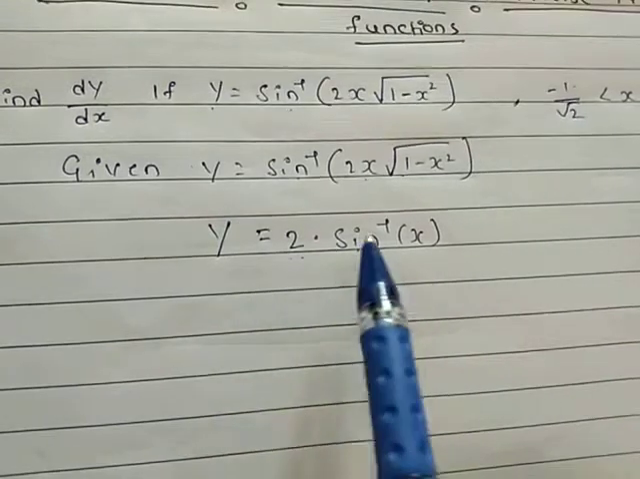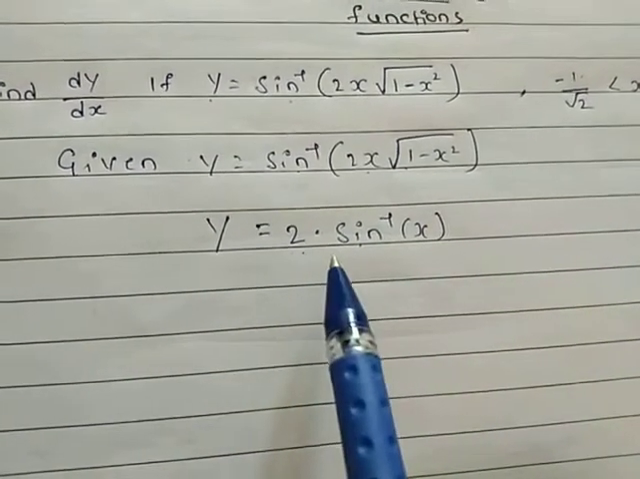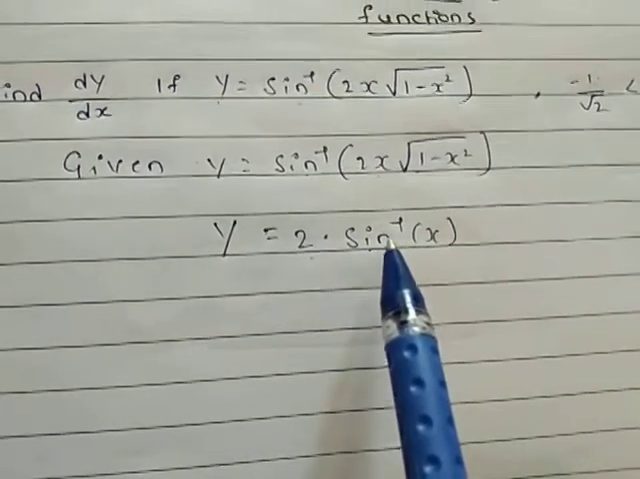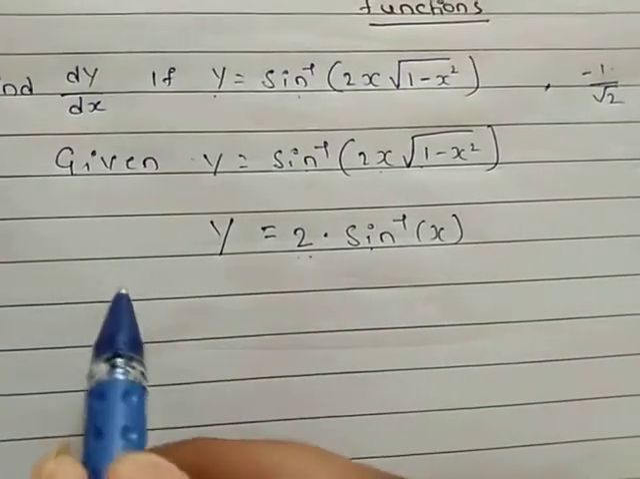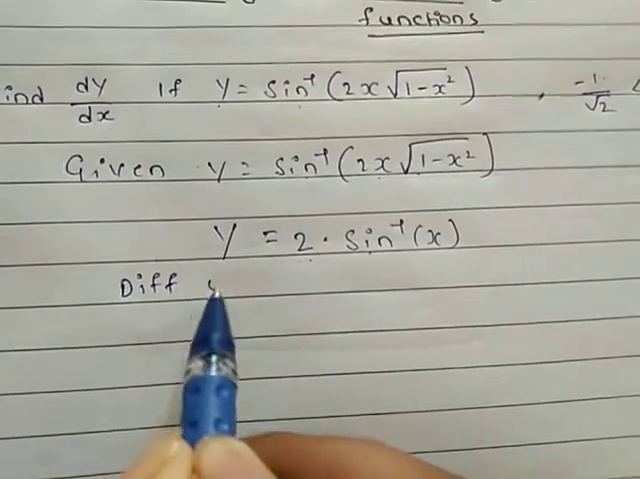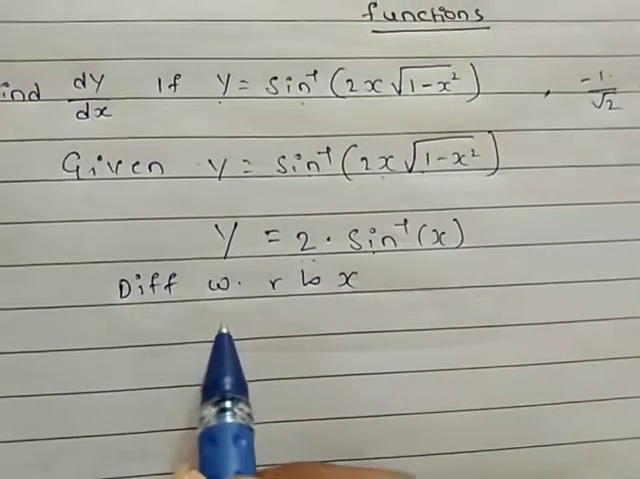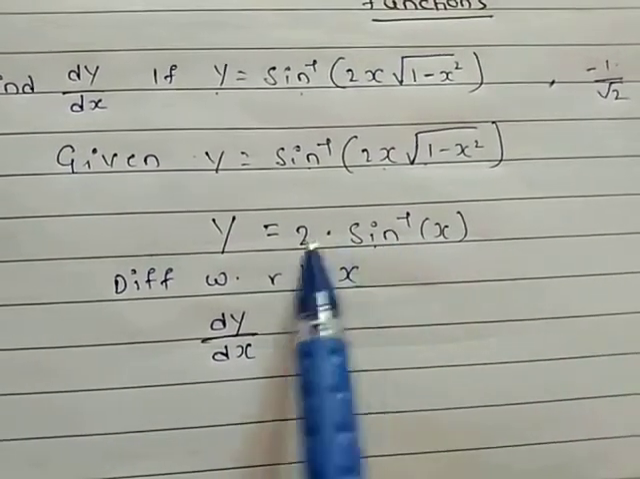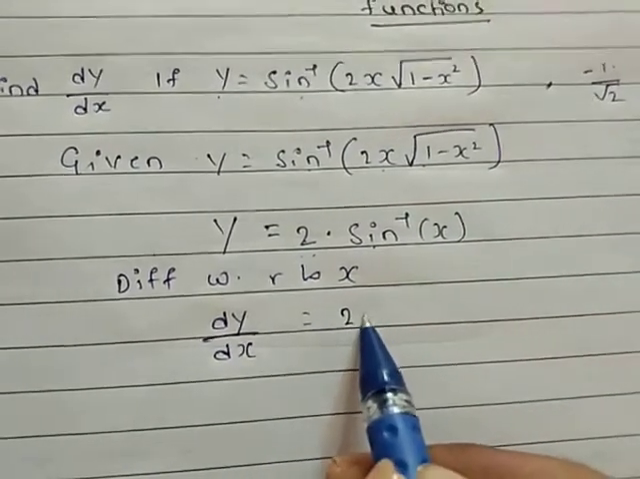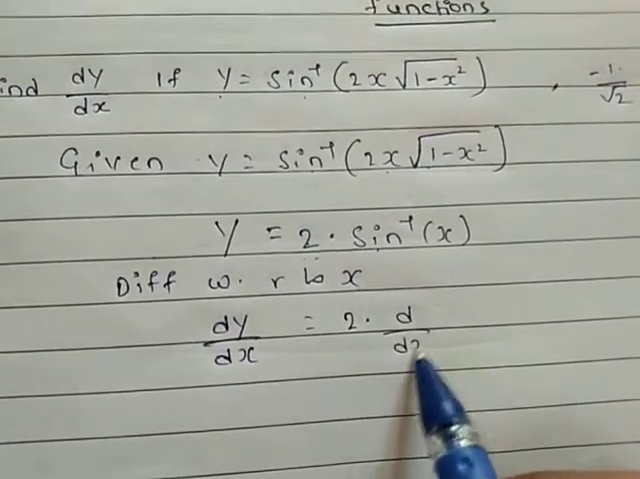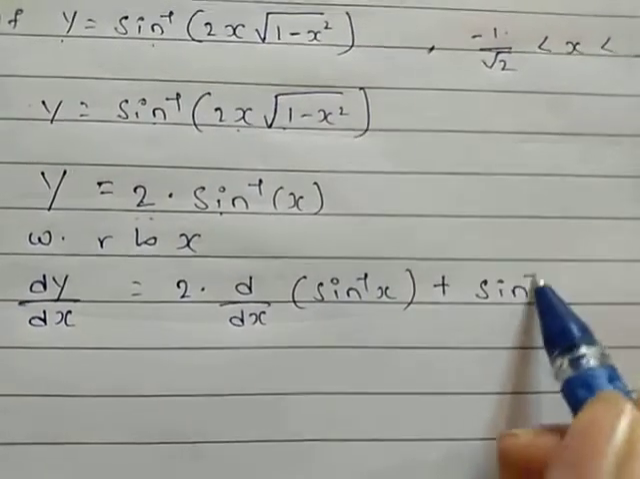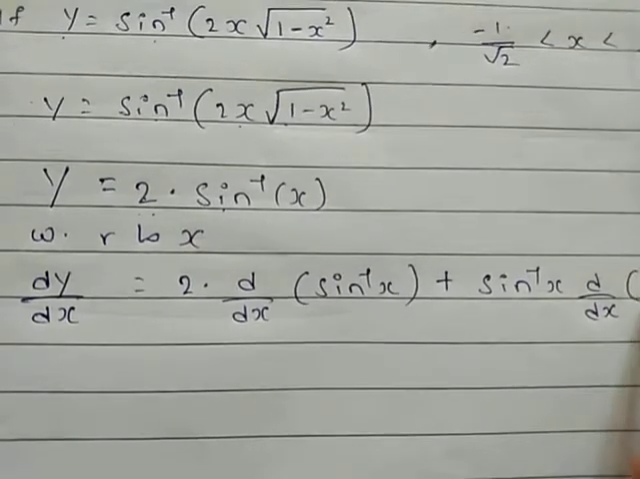Here we need to apply the chain rule of differentiation, because we have f of x equal to 2 and g of x equal to which function? Sine inverse function. So now applying the derivative, differentiate with respect to x. On the LHS we get dy by dx is equal to, applying the product rule here, first function constant and second function d by dx of sine inverse x, plus second function sine inverse x constant into d by dx of 2.